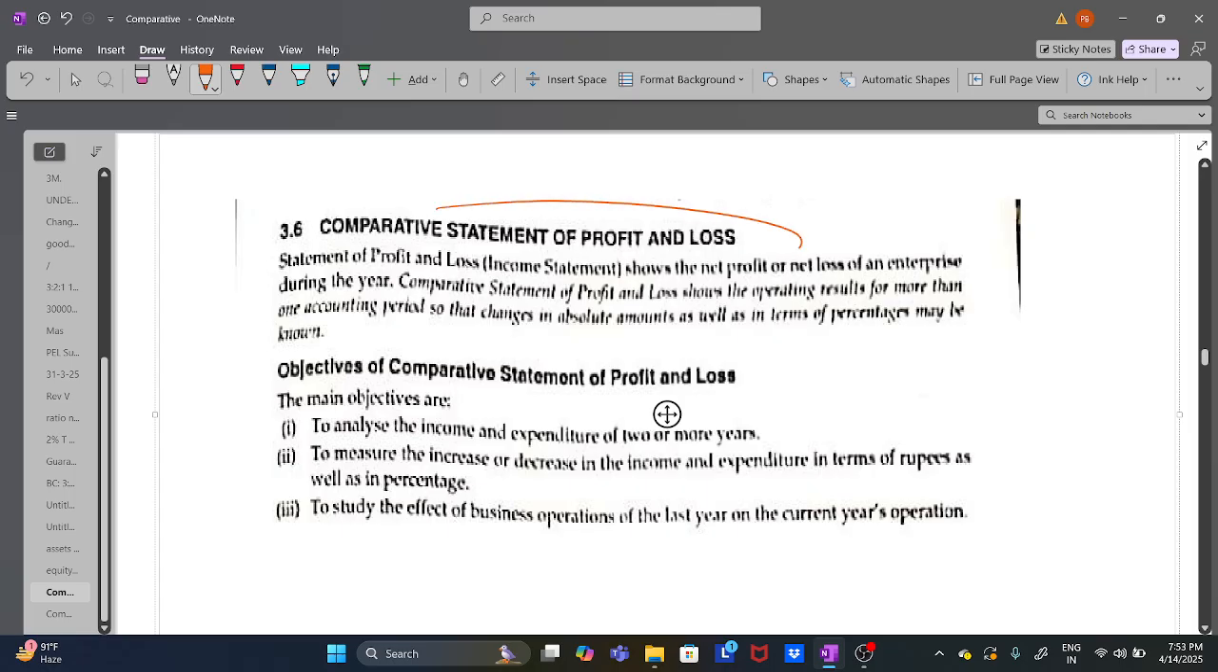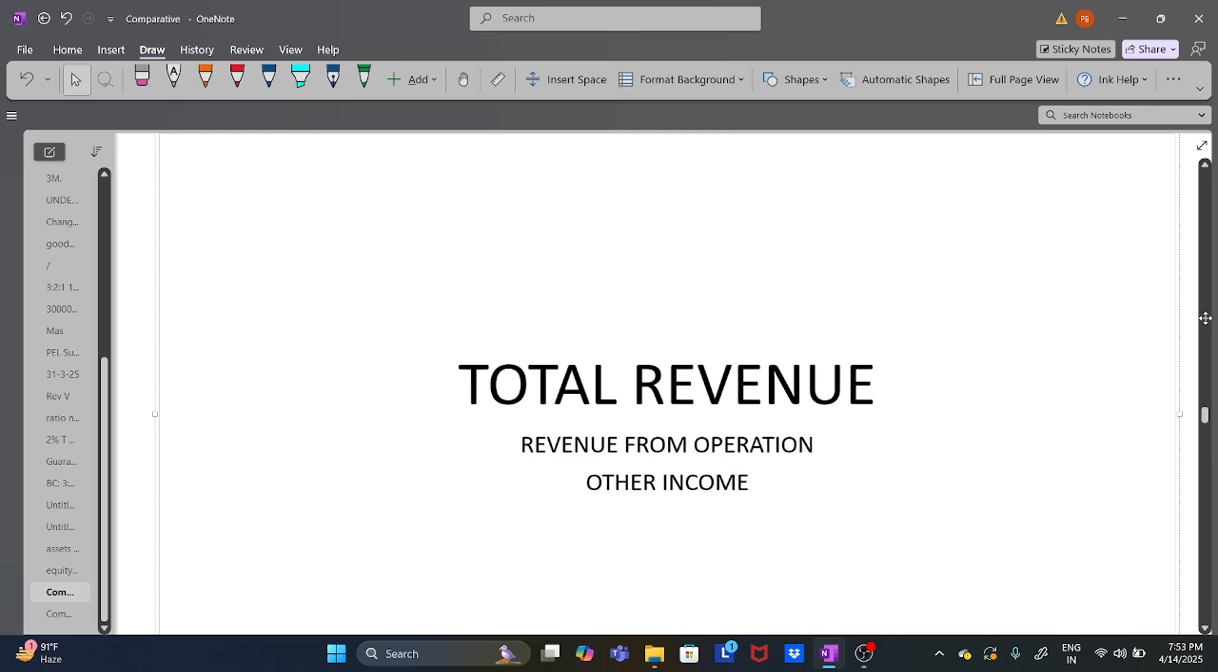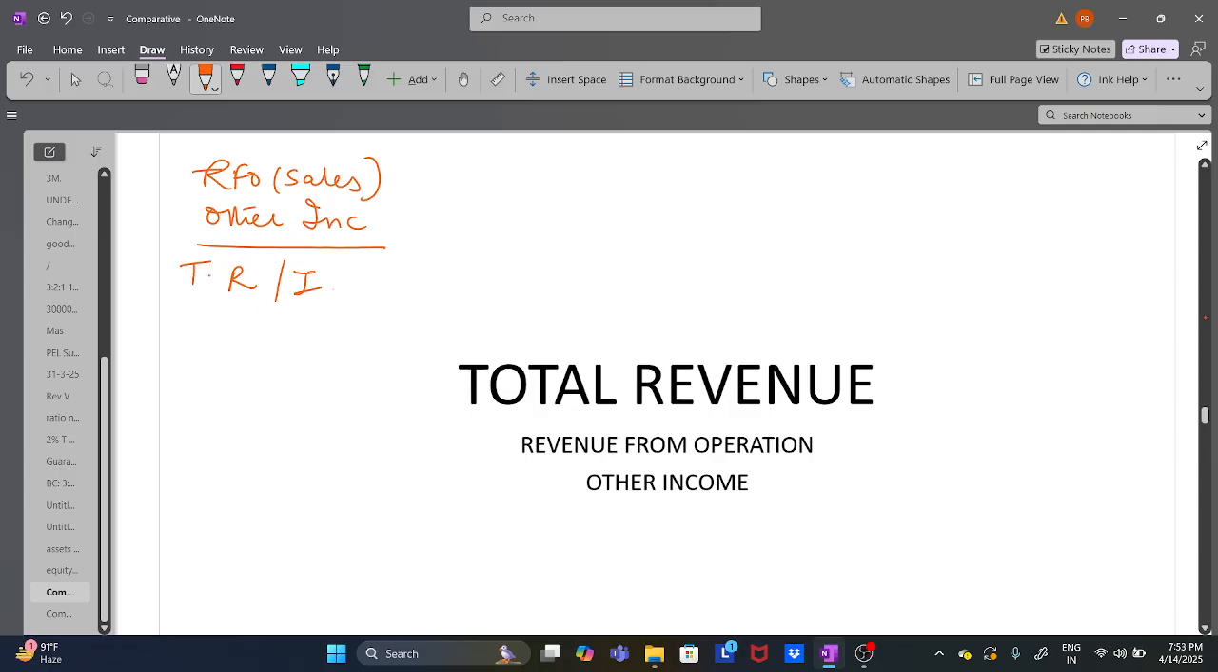Similarly, you can prepare statement of P&L. We used to prepare P&L account, trading account. Now in balance sheet we use the word statement of P&L. Here the format is something like this. First of all we put our RFO, which is the other name for sales. Add to that other income, if any is given. You get total revenue, or sometimes they use the word total income.